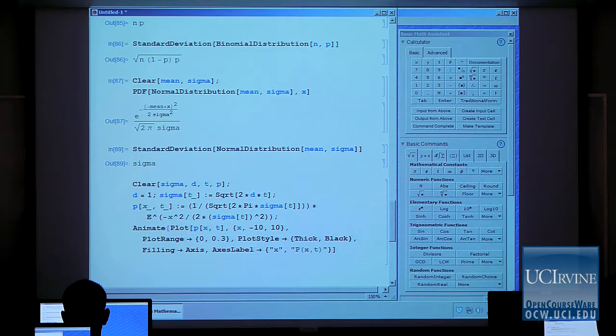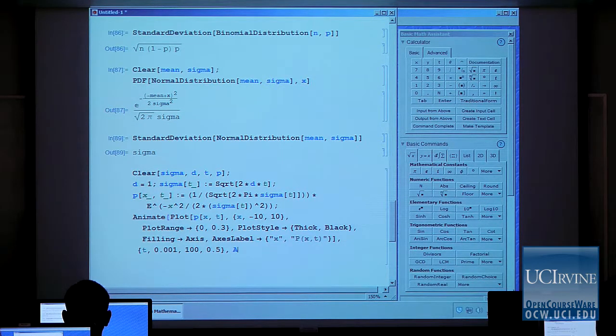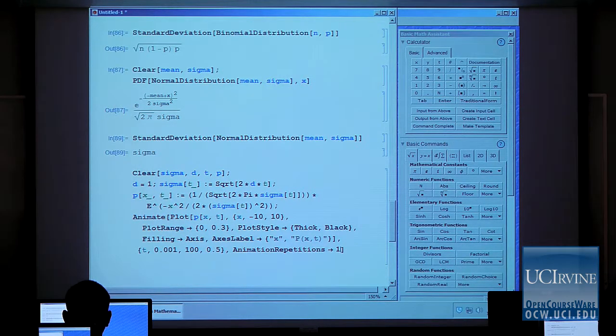So far all we have is a plot command with a few options inside animate. Now what we have to do is put in a range for a variable that's going to define our animation. For us that's time. I'm going to say time t goes from 0.001, so some early time, to 100 in increments of 0.5. And then, so it doesn't loop, I'll say animation repetitions, arrow, repetitions goes to 1. Oh, I don't need the curly bracket. Okay, now let's see if that works.